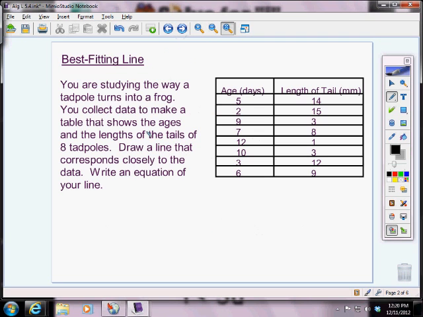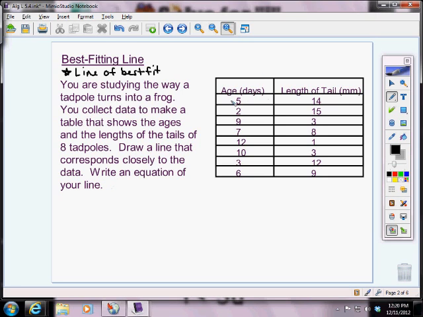Here's what I mean. This is a best fitting line, and just an FYI for you, sometimes you'll hear it referred to as line of best fit. Means the same thing. Okay, but either, best fitting line or line of best fit. It says you are studying the way a tadpole turns into a frog. You collect data to make a table that shows the ages and the lengths of the tails of 8 tadpoles. Draw a line that corresponds closely to the data and then write an equation of your line.